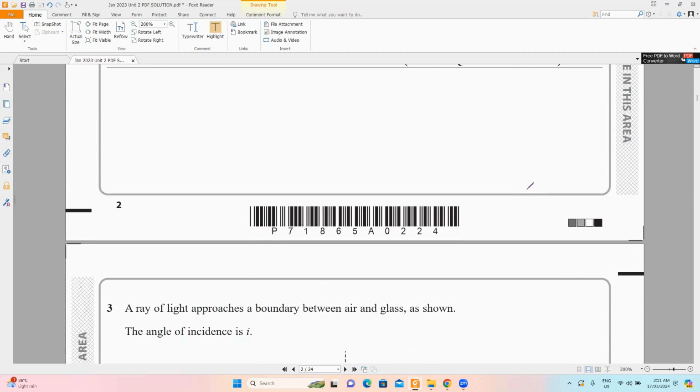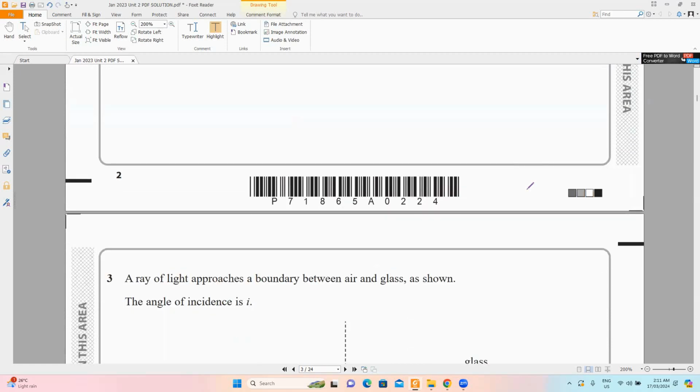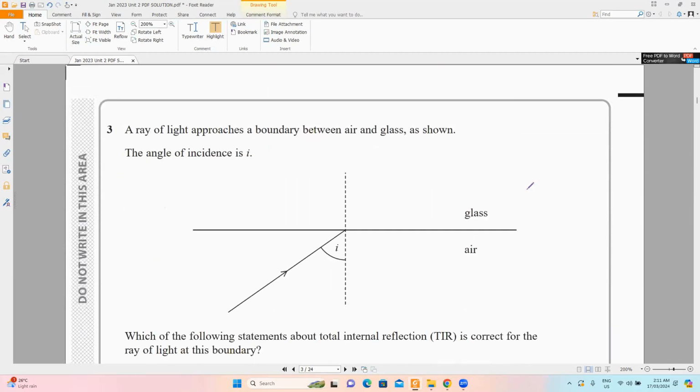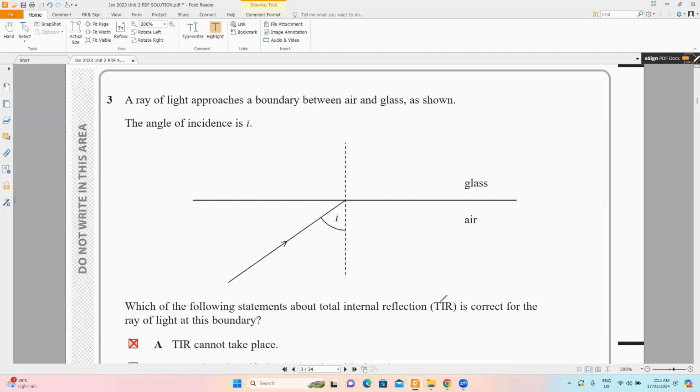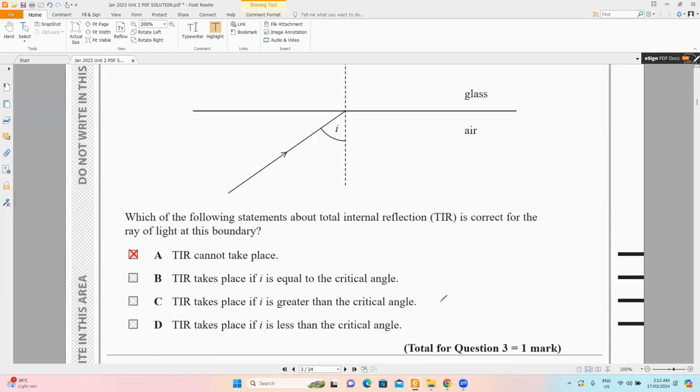A ray of light approaches a boundary between air and glass as shown. Angle of incidence is I. The question is, which of the following statements about total internal reflection is correct for a ray of light at this boundary? Look at this. Light is traveling from air to glass, as in from a less dense to a more dense medium. And we all know for total internal reflection to occur, light must always be traveling from a more dense to a less dense medium. If light is traveling from a less dense to a more dense medium, whatever happens, total internal reflection cannot occur. So the answer is TIR cannot take place.